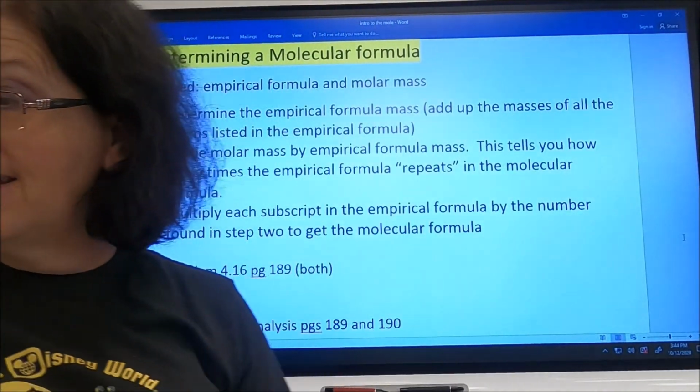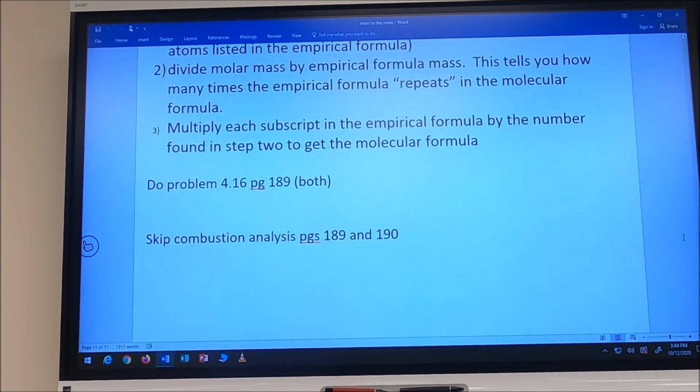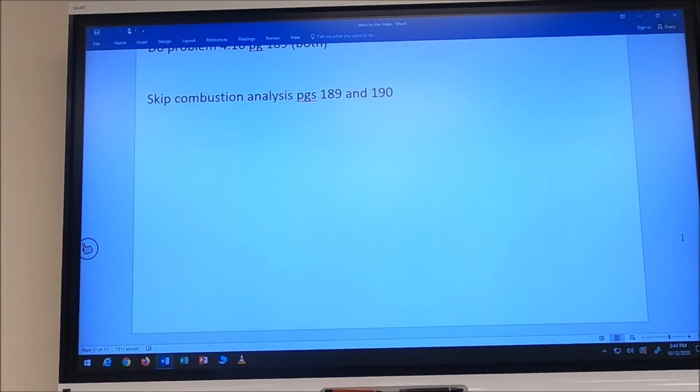Now, you guys can skip combustion analysis. It's on page 189. If you're pushed to do analytical chemistry, you'll do combustion analysis, but we're not going to do it. And I'm skipping section 4.12, because you'll take organic chemistry later. So let's see what our next topic is. That's the end of that. So this is where I'm going to end this lecture, and we'll start with our next topic next lecture.